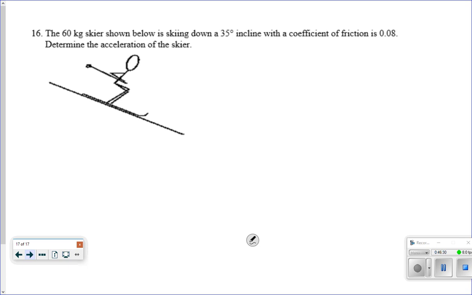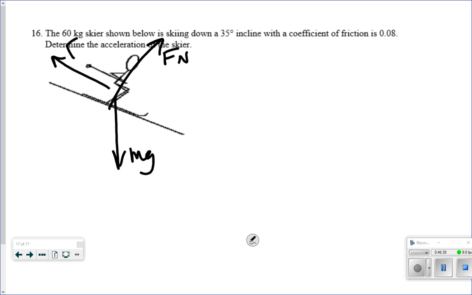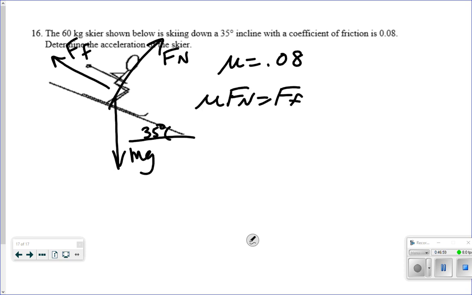Here we are. Okay, free body diagram. MG. Normal. We've got friction, so we must have a coefficient. We've got a coefficient of friction. There's our friction. All right, the incline is 35 degrees. Whew, I'm getting tired after 45 minutes. And mu equals 0.08. All right, so coefficient of friction times normal force gives us friction force every time. That is what we are going to need to know there.